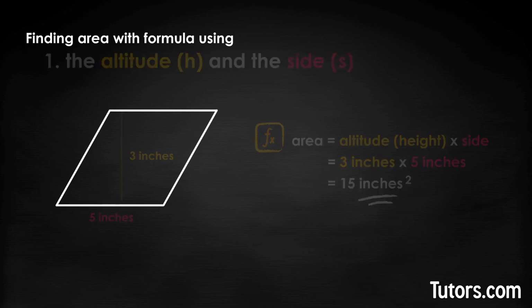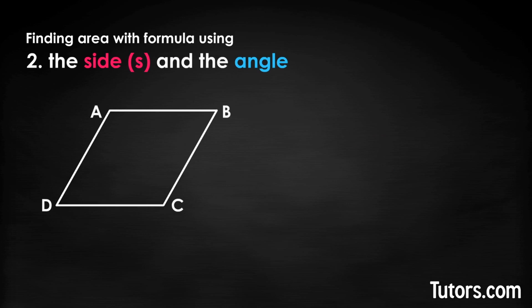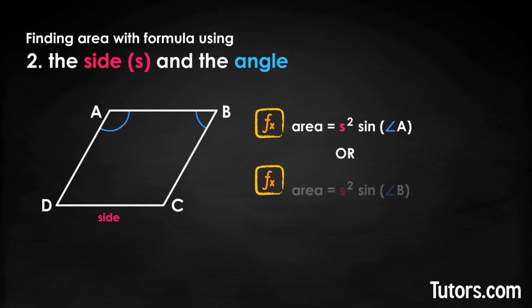Let's look at the formula using the side and angle. The second way to find the area of a rhombus is by knowing the length of a side, S, and the measure of one angle, angle A or angle B. Here you need to find the sine of the angle, but the formula is still straightforward. Area equals S squared times the sine of A, or area equals S squared times the sine of B. You can see that these two formulas give the same result.